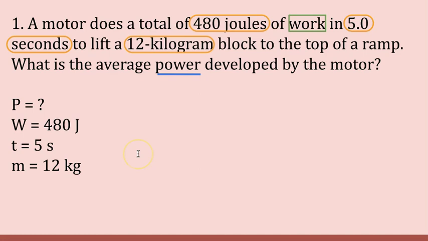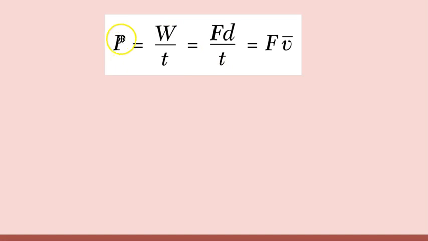So I want to look for a formula that combines all of that, or at the very least, it has to have power and then some of these. So I've got power, and it could equal work per time, or I could use force times distance over time, or I could use force times velocity.